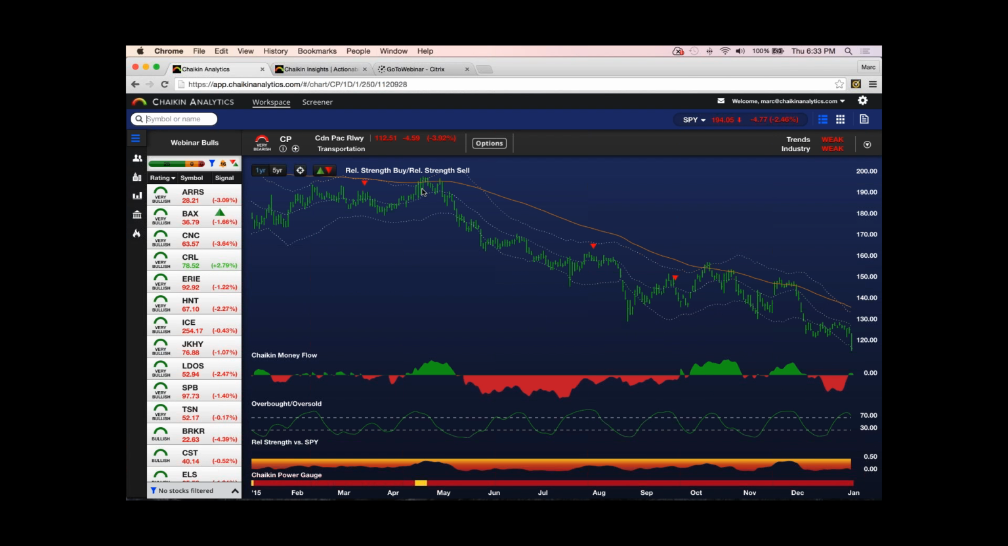Now, wouldn't you have loved to have known to be out of Canadian Pacific? Well, I think famed hedge fund manager Bill Ackman has been long this thing for a while. Well, Bill Ackman, I guess, was down 20% this year, so good luck to Bill. Is he not a Chaikin Analytics subscriber? No. Oh, too bad for him. The Paulson hedge fund is though, so there you go. They know what they're doing most of the time.